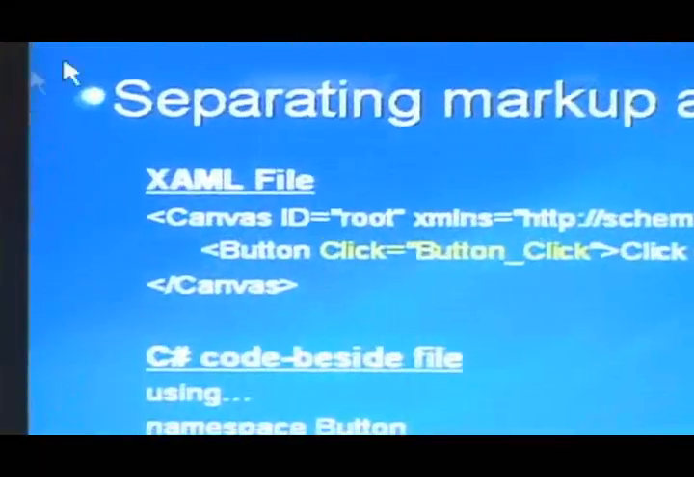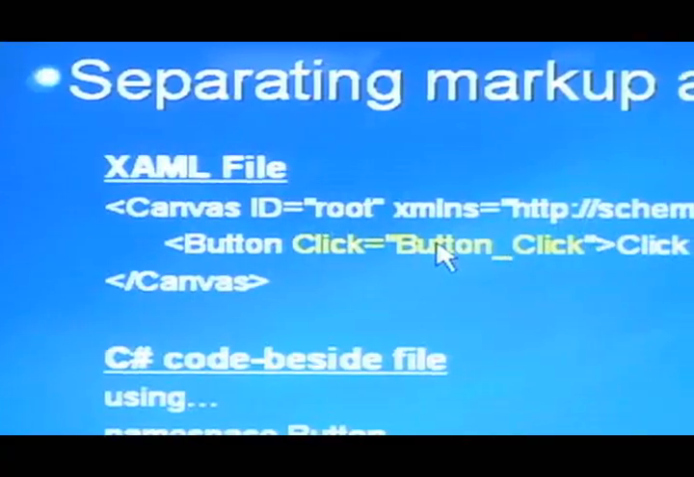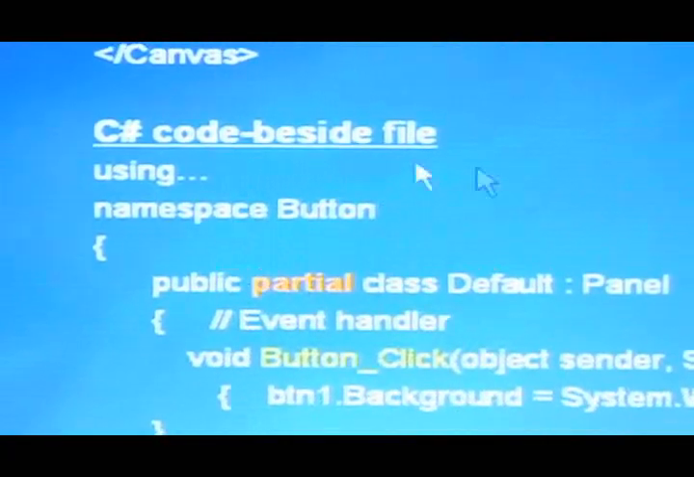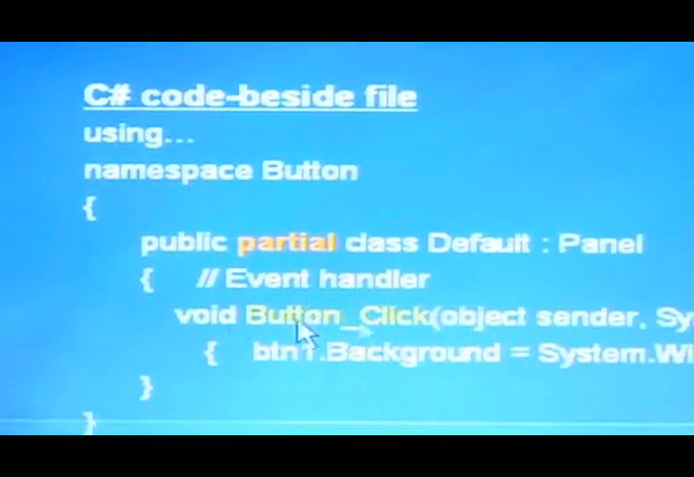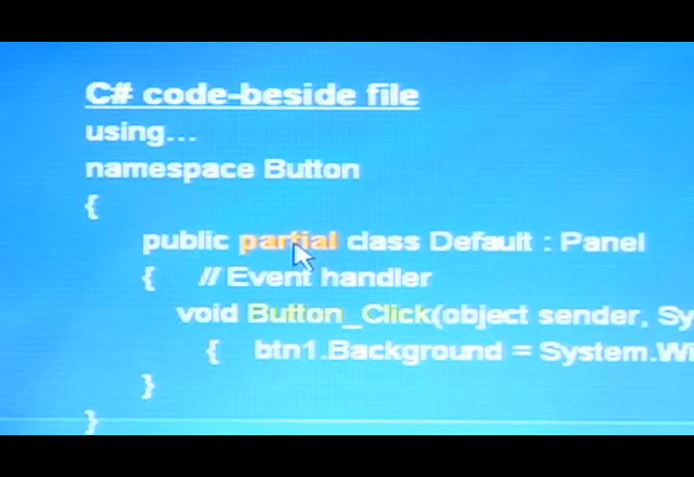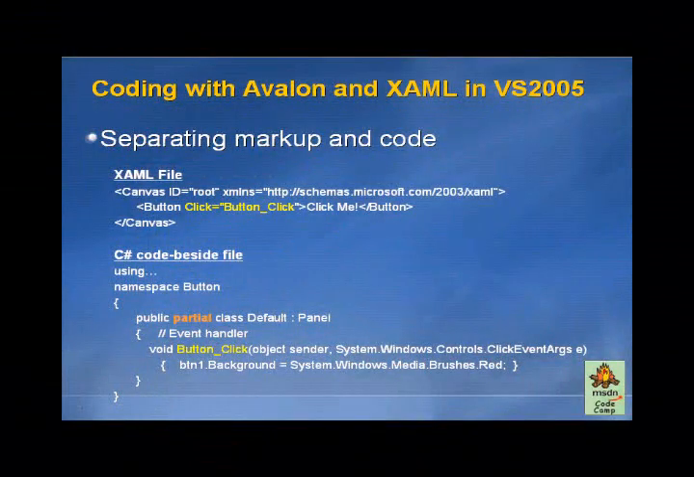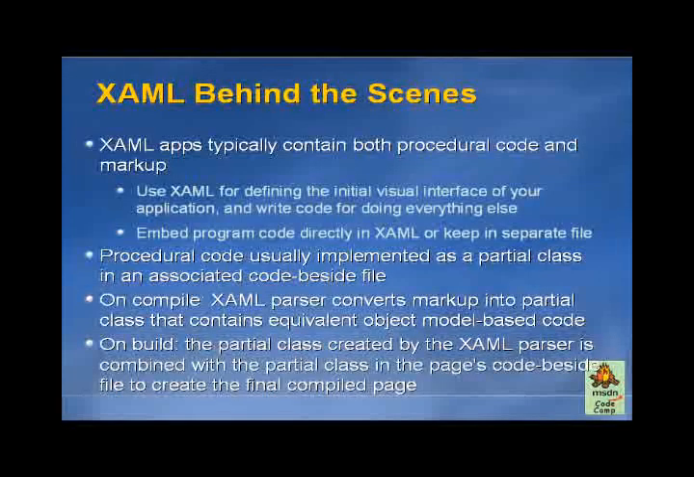So you can see here at the top, it's the same button example I've been showing, but it's got a click event. It's got a user interaction. So that would be handled by the code beside file below, and you see it handling this button click event. You'll also notice that it has a partial class here. Partial classes are new in .NET 2. A partial class allows you to break up your class into different bits that are stored in different files. That's all it does. Let me show you what Visual Studio is doing behind the scenes.